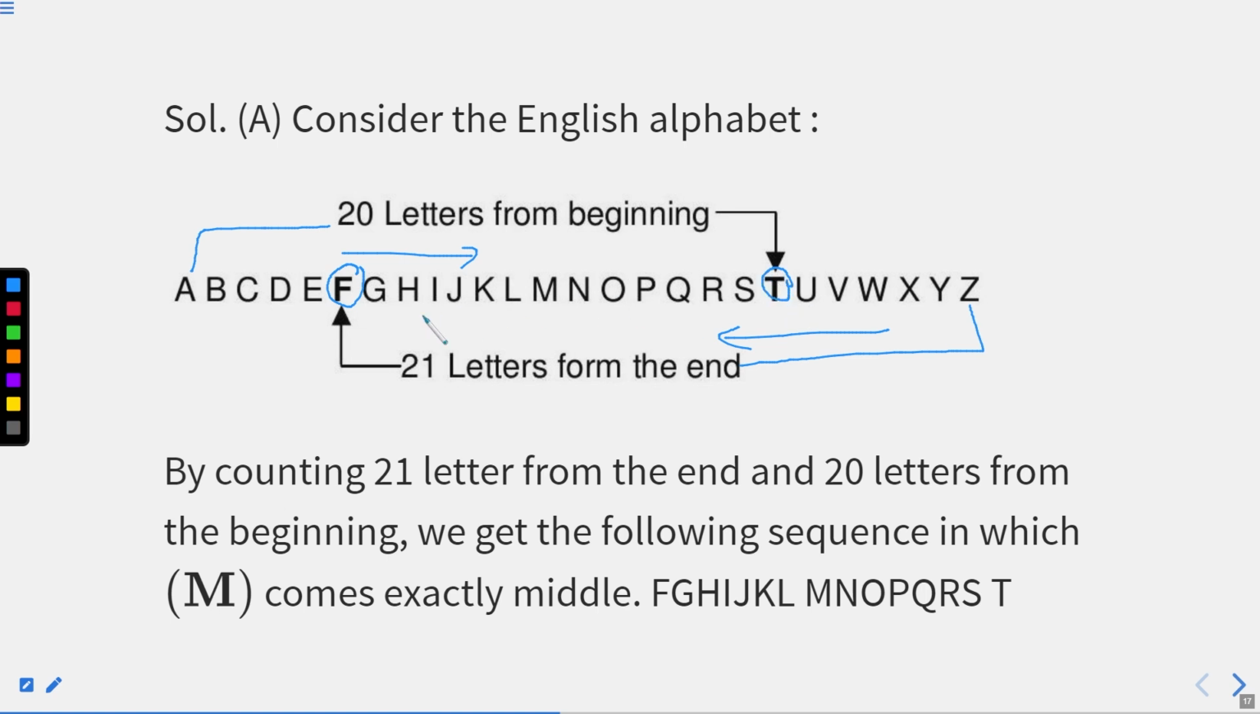Hope it is clear. And now we need to figure out which letter will appear at the middle from F to T. And if we count, we find that letter M will find itself in the middle. So hence our answer is M. I hope this question is clear.